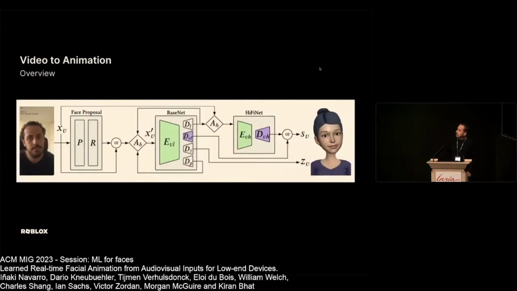So let's deep dive into the video to animation. Here you see the architecture for video, which takes frame by frame and outputs FACS for each frame. At the core of the system is BaseNet, which is a multitask network, which produces landmarks, FACS, head pose, and face probability. And this is a very, very small network. If there is enough compute budget, then we run an additional network, Hyphenate, which produces FACS with better quality.